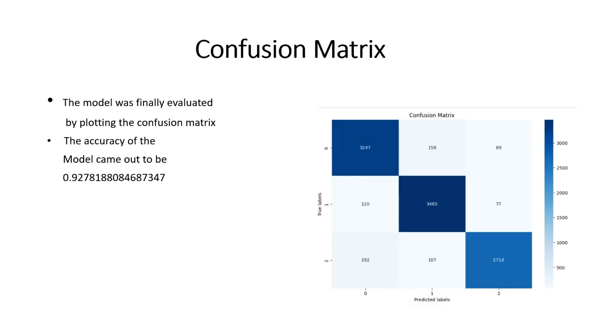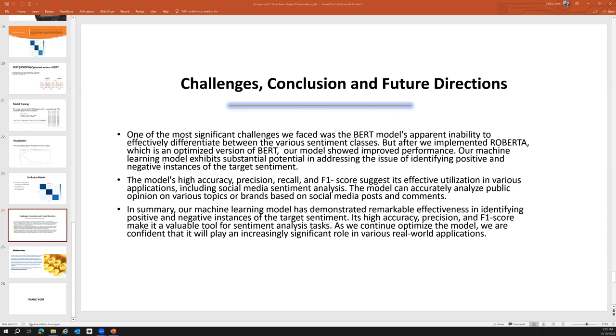Thank you, Muntasir. Okay, so let's talk about the challenges, conclusion, and future direction. One of the most significant challenges we faced was the BERT model's apparent inability to effectively differentiate between the various sentiment classes. But after we implemented RoBERTa, which is an optimized version of BERT, our model showed improved performance.